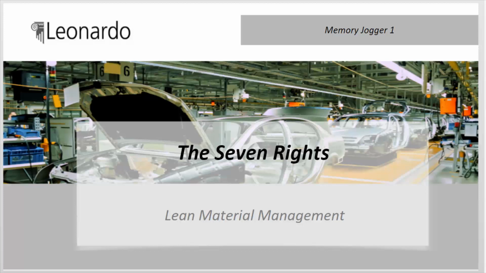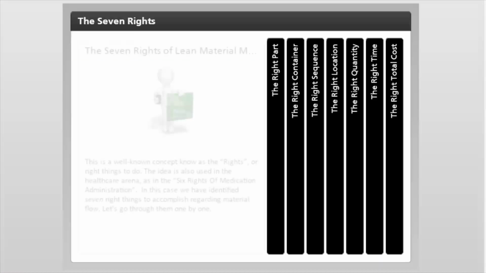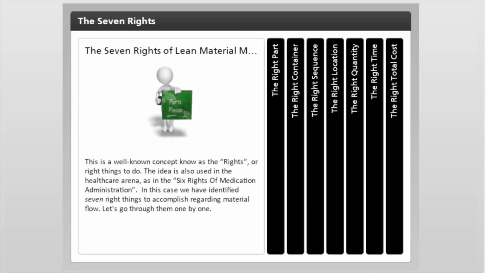Welcome to the first lesson in the Memory Jogger program for Lean Material Management. In this Memory Jogger, we will review the overall goals of a high-functioning material flow system as described by the 7 rights. The 7 rights of lean material management.